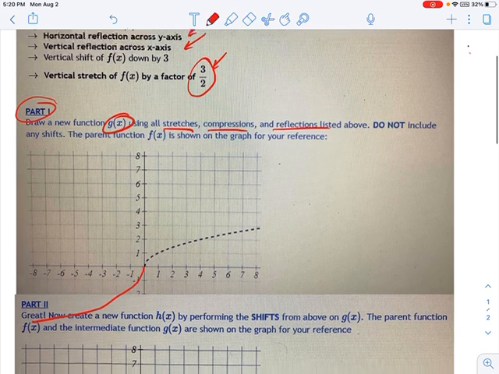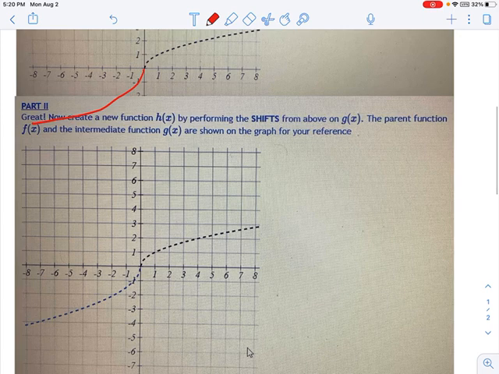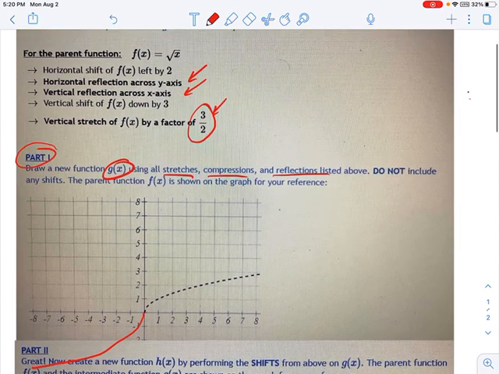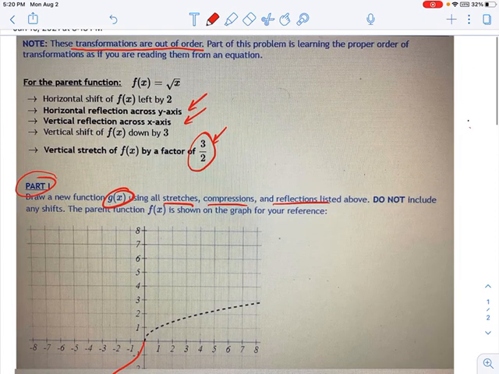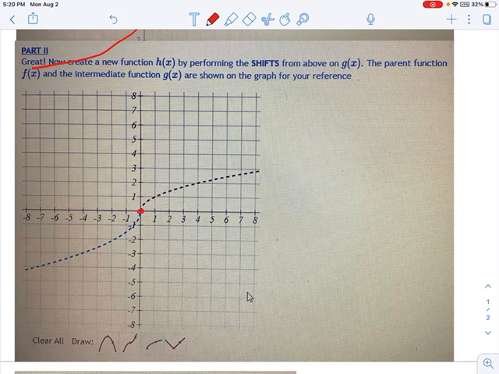Now, when you scroll down, it's going to say, hey, nice work. Now do all the shifts from above. And let's go back here and look at what the shifts were. We're going left by 2, down by 3. Okay, left by 2, down by 3. So we take that little dot right there, left 2, down 3. And that's the new location of the dot.